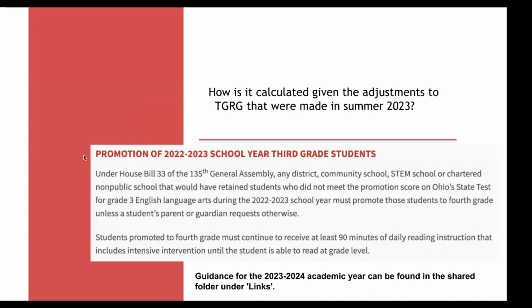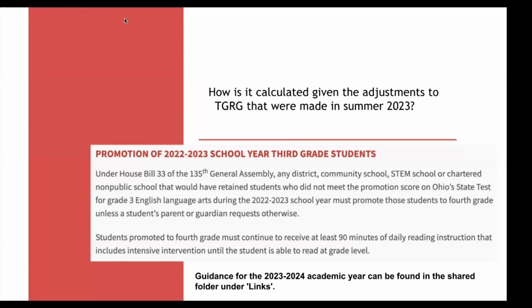How is it calculated given the adjustments to third grade reading guarantee that were made in the summer of 2023? So the main thing here that we talked about is students promoted to fourth grade must continue to receive at least 90 minutes of daily reading instruction that includes intensive interventions until the student is able to read at grade level. So if you think about this, basically we found out that just holding kids back wasn't really helping, and we wanted to make sure that kids as much as possible were able to stay with their cohorts, but we do need to continue on supporting these kids.